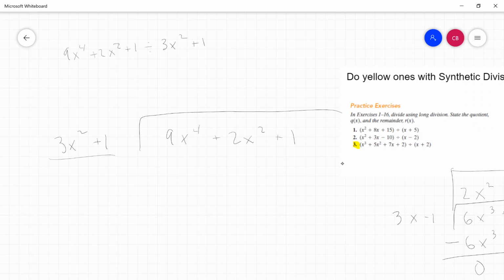All right, now, a couple things. If you had been given this, something's missing, right? There's no x to the third, so we have to make room for that if we're going to do this problem. So we write 0x to the third. I don't like how I wrote that. 0x to the third, 2x squared plus 1.